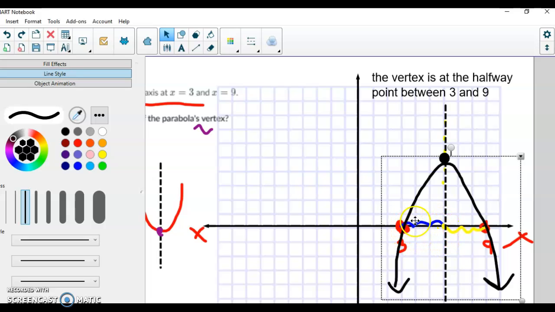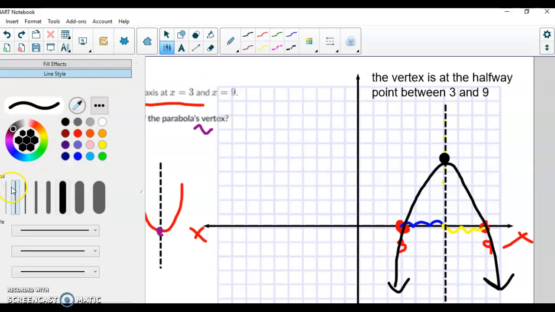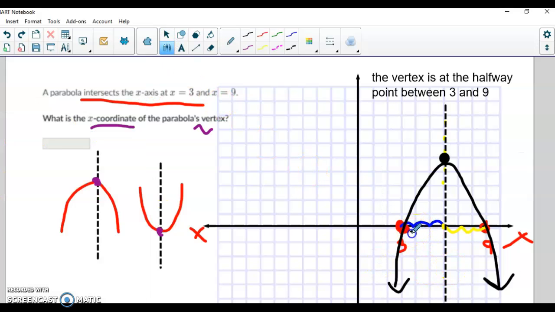So what is that point? 3, 4, 5, 6, right? If we were going to count it out. 3, 4, 5, 6. So the vertex point would be at 6. And I was noticing a lot of students got this one 7, 8, 9. I can't count. So at 6 is where that vertex point would be.